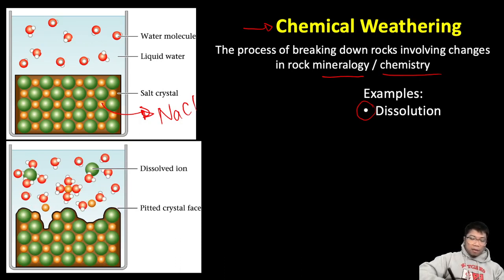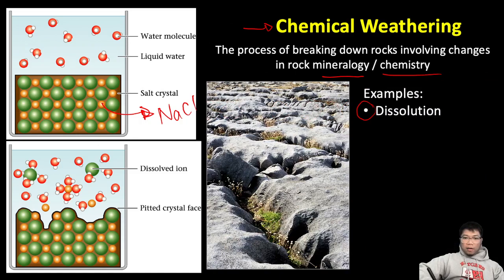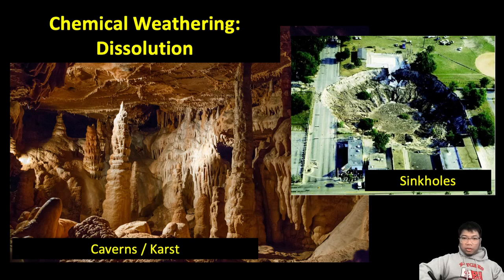Because we have now dissolved salt within the water. All right, this is just an example of evaporites or salt rocks that have been dissolved. And this is also a great example of dissolution or chemical weathering.